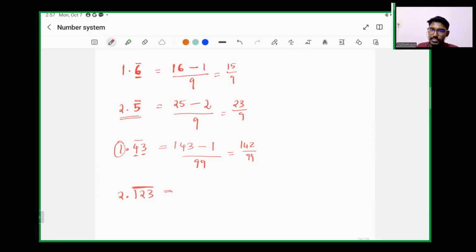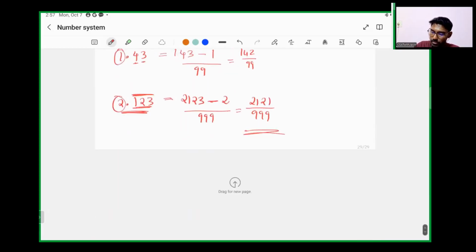Right? It's easy. Otherwise, it will take a lot of time. You write it as a full number, that is 2123. Write all the digits together. Now you add a minus sign. You write the digit which is not repeating. Here 2 is the digit which is not repeating. You write 2 divided by, here 3 digits are repeating, so you write 3 nines in the denominator. So 2123 minus 2 is 2121 by 999. This will be the answer.